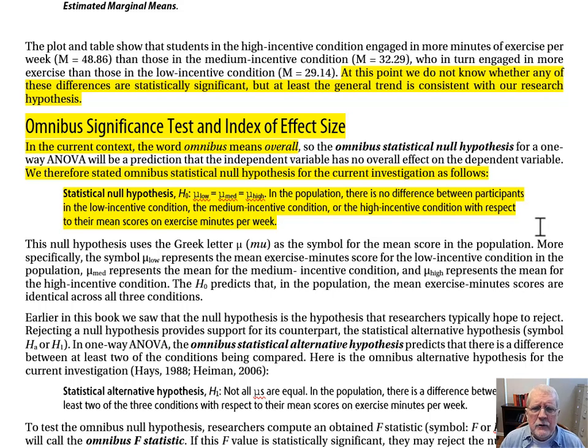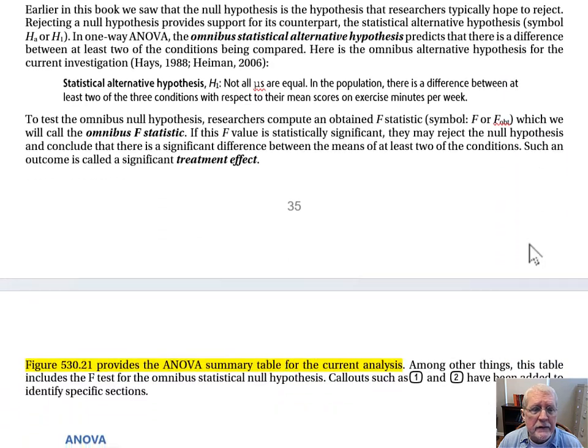In other words, in the population, there's no difference between participants in the low incentive condition, medium incentive condition, or high incentive condition with respect to their mean scores on exercise minutes per week. Now remember what a null hypothesis is. It's the hypothesis that the researcher usually hopes to reject. So we hope that our results will allow us to reject the idea that there's no difference between any of these conditions. If we can reject that, it means there must be some kind of difference, and hopefully it'll be along the lines of what we had predicted.